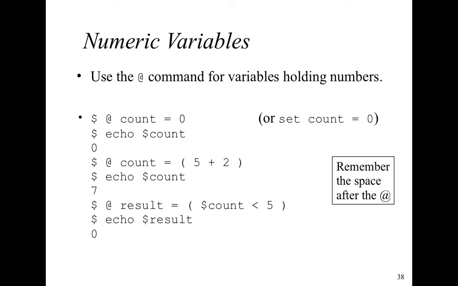So echo $count, you get 0. If you didn't stick the @ in there and you said set count = 0, count's really a string, it's not a number. Why do you care about that? Well, if you take that number and add it with another number, you're going to get concatenation, you're not going to get addition. So if you want addition, you want to use it as a number, then use the @ symbol. So you can do @ count = 5 + 2, echo $count, you're going to get 7. @ result = $count < 5, echo $result, you get 0.